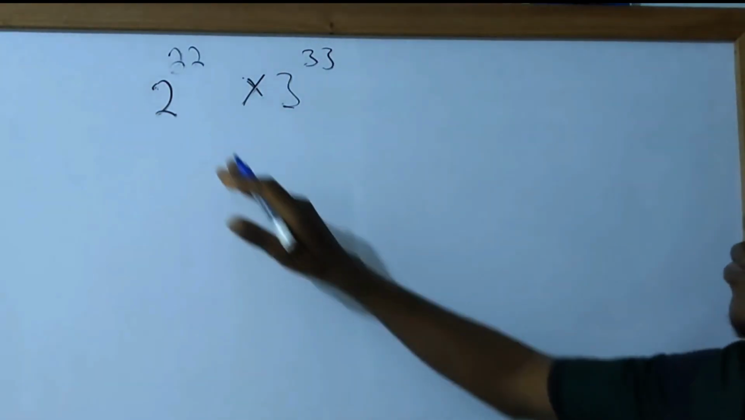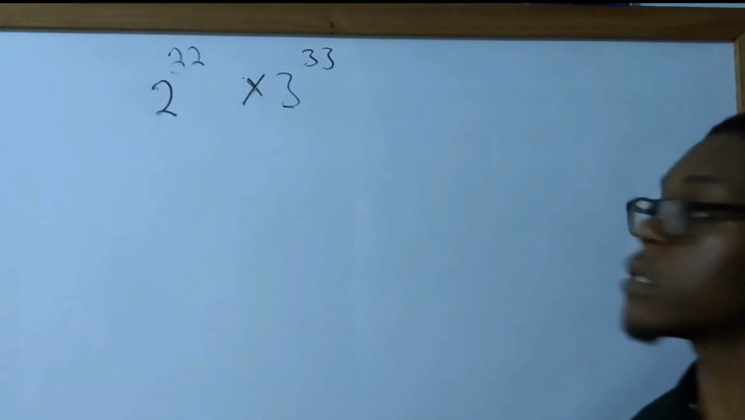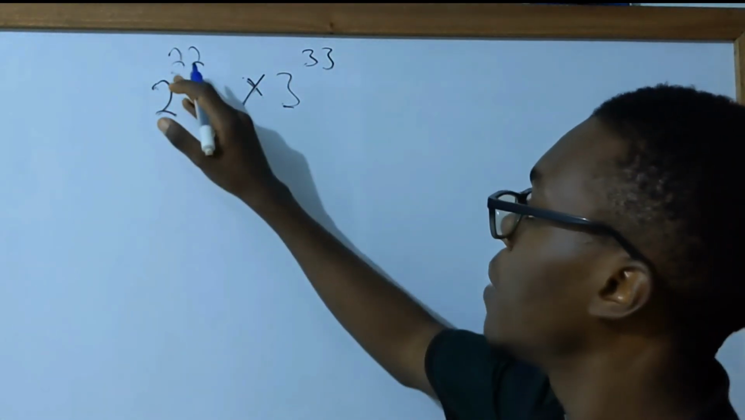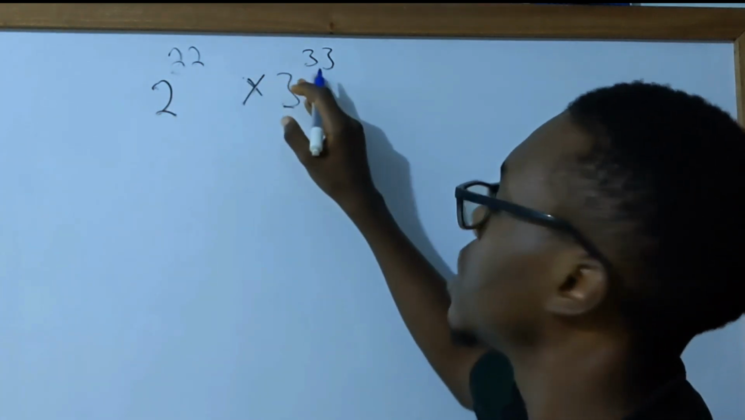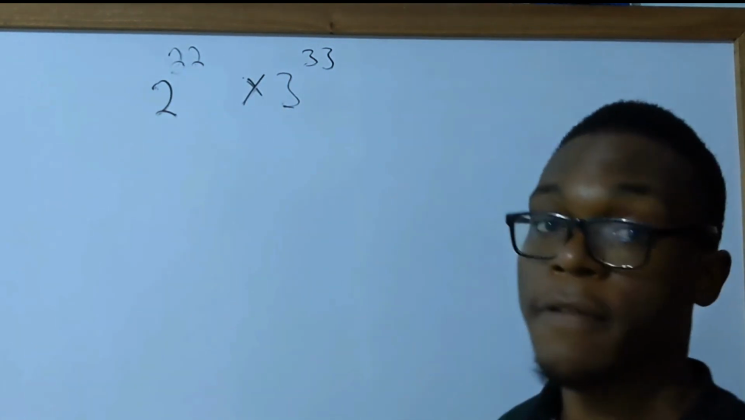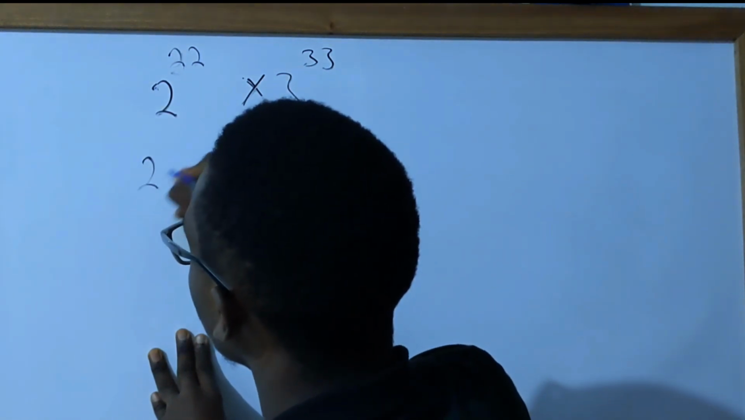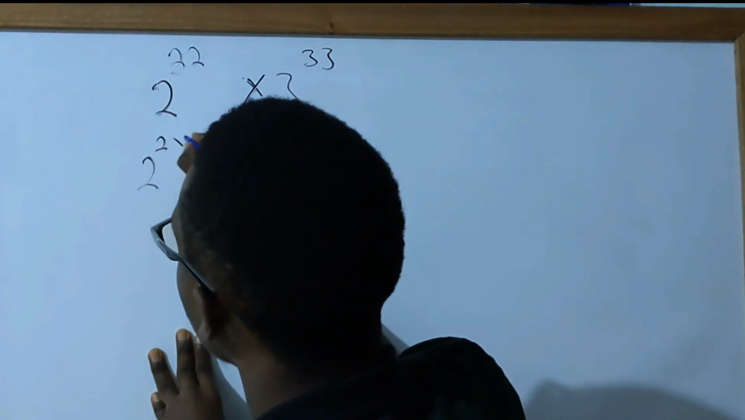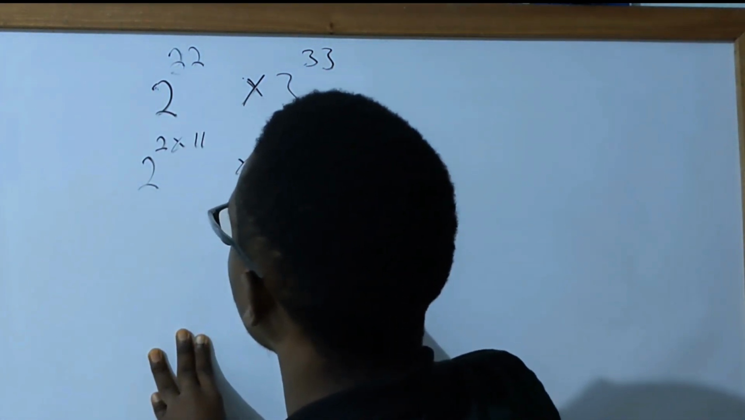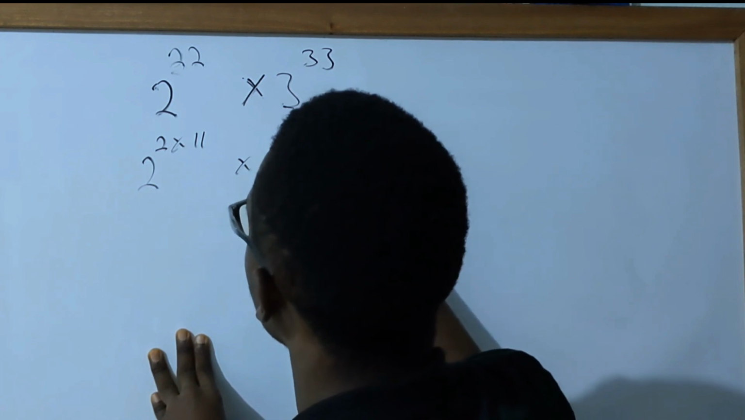Okay, we have this question to simplify using the law of indices. The first thing I want to do is remove the 11, since we have 22 and 33, and the common factor between them is 11. Hence, you can have 2 to the power 2 times 11, times 3 to the power 3 times 11.